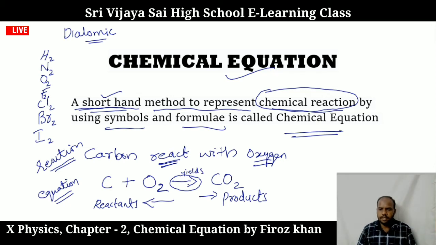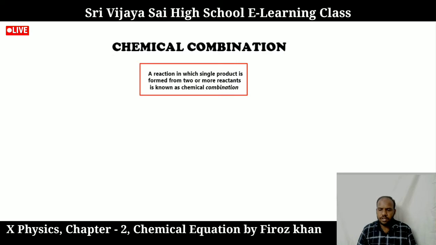Okay children, now we can look at some examples of chemical reactions. There are four types of chemical reaction. The first one is chemical combination, then chemical decomposition, chemical displacement, and chemical double displacement. So first I'm going to teach you chemical combination. I know you all know these topics well anyway. We can look after the basics.